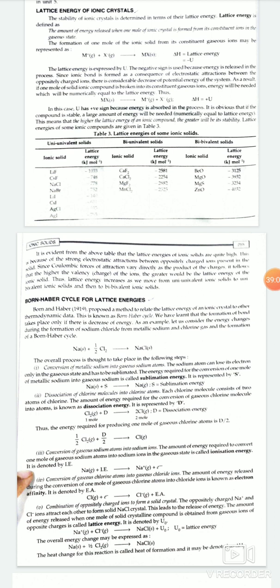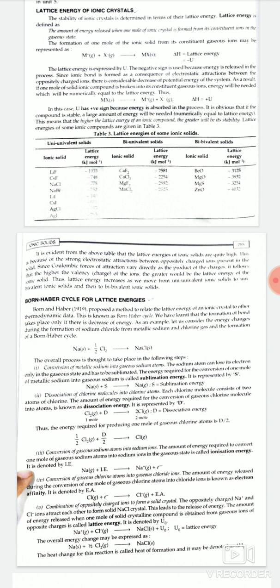Now the next topic is the Born-Haber cycle for lattice energies. Born and Haber, in 1919, proposed a method to relate the lattice energy of an ionic crystal to other thermodynamic data. This is known as the Born-Haber cycle. We have learned that the formation of a bond takes place only if there is a decrease of energy.